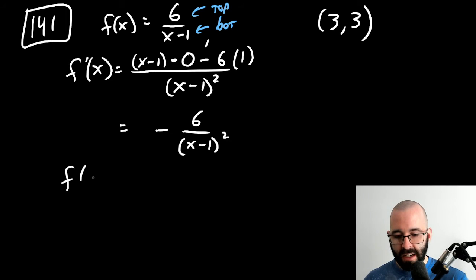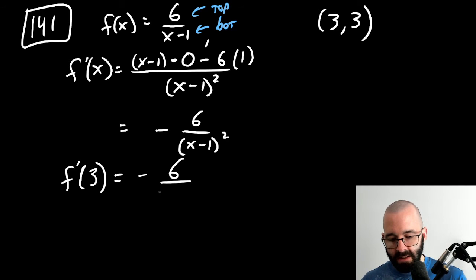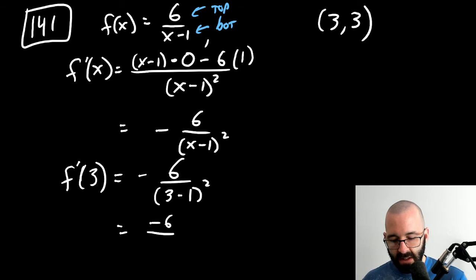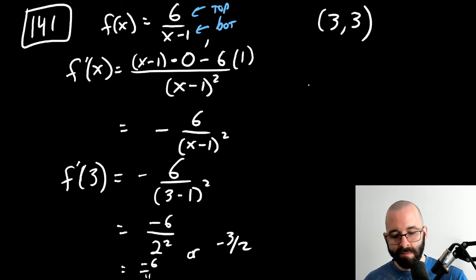So what's the slope of the tangent line? At our point, that's an x-coordinate of 3. So that's going to be negative 6 over 3 minus 1 squared. Negative 6 over 2 squared. Negative 6 over 4. That's negative 3 halves.